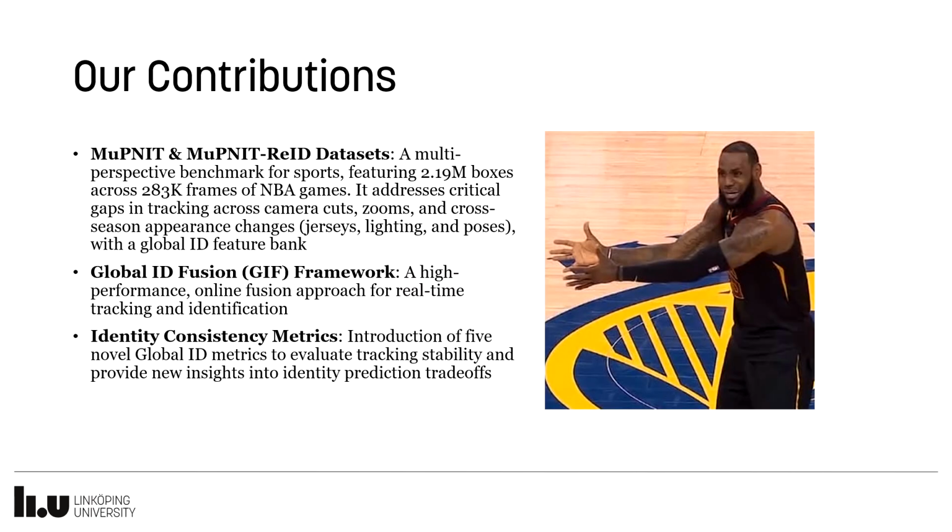Our work addresses these challenges with three main contributions: MuPNIT and MuPNIT ReID datasets, a multi-perspective benchmark for sports, featuring more than 2 million bounding boxes across 283,000 frames of NBA games; Global ID Fusion Framework, a high-performance online fusion approach for real-time tracking and identification; and lastly, identity consistency metrics that evaluate tracking stability and provide new insights into identity prediction trade-offs.